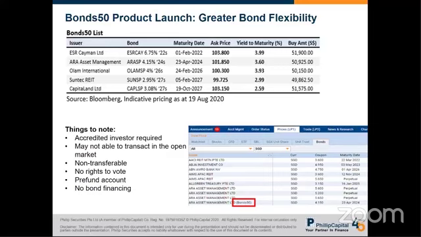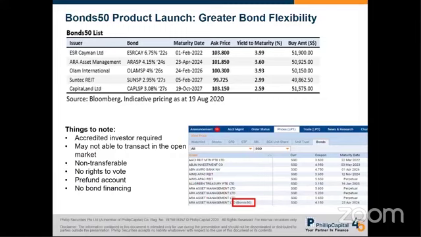Some things you may want to note before trading Bonds 50. You are required to declare your accredited investor status as a requirement by MAS. As these Bonds 50 are odd lot sizes, you may not be able to transact in the open market. This means that the bid-ask prices may be quoted by us. The bonds are not transferable out of Phillip due to minimum denomination requirements by clearing systems.